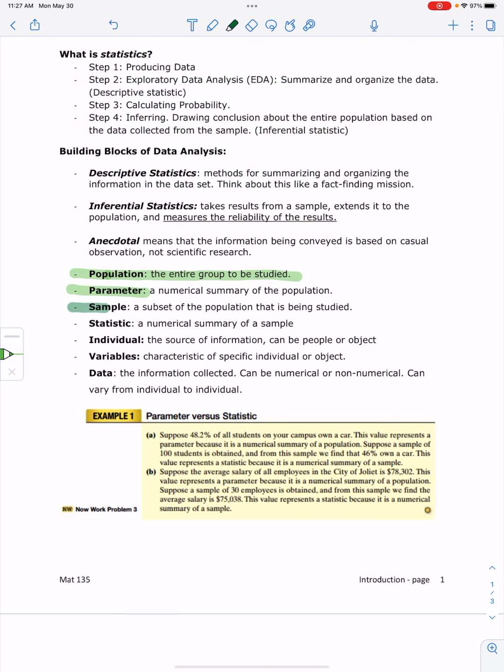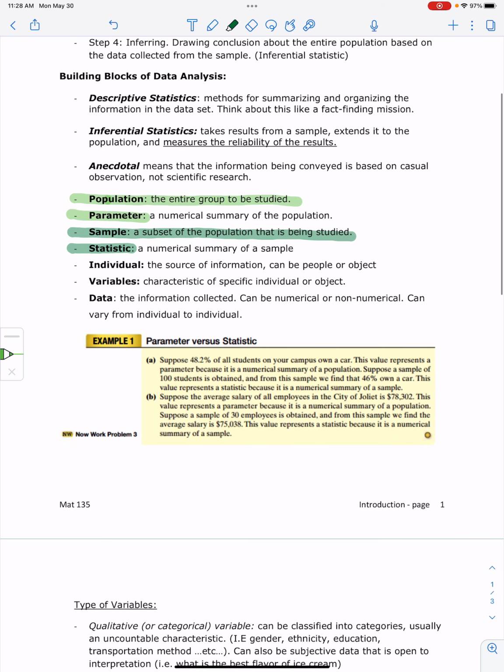We are also going to talk about a sample, which is a subset of the population that is being studied. It's got to come from our actual population to be worthwhile for us. Whenever we're talking about those numerical values that are describing our sample, we're going to refer to those as statistics. And we're going to get a little more involved in those later on. These are the terms we are going to focus on now as we take a look at example 1.